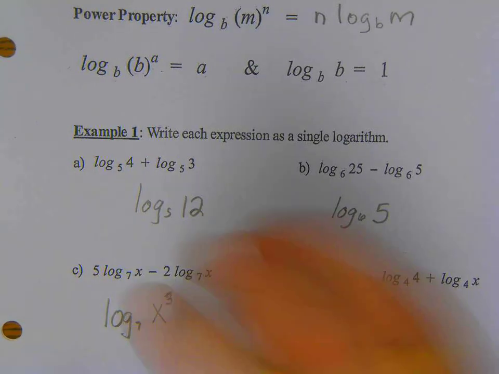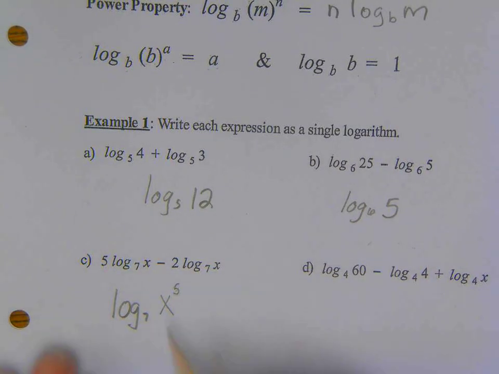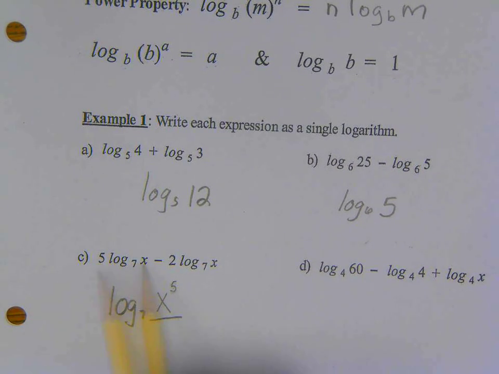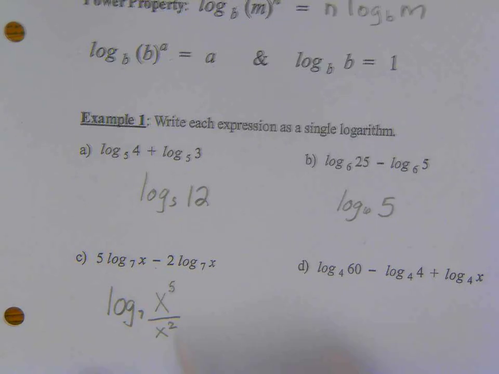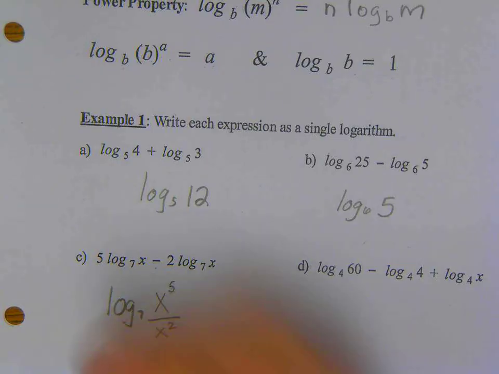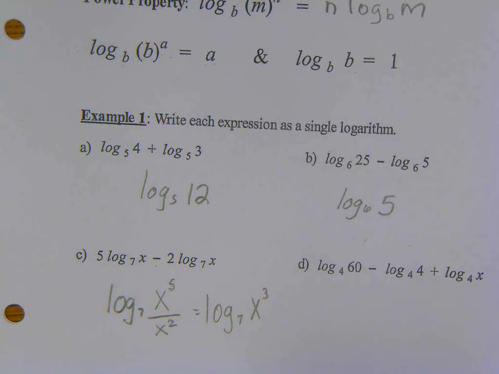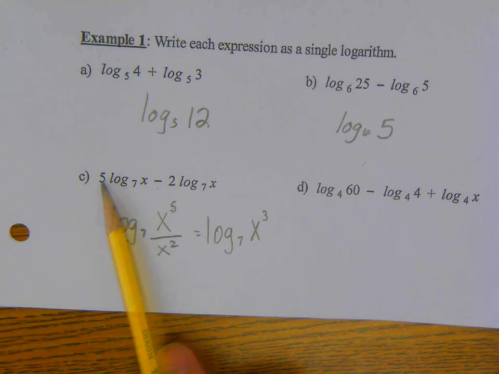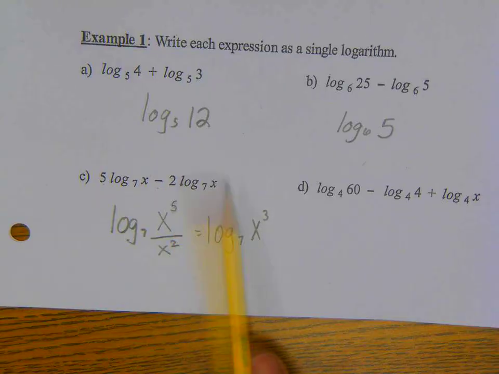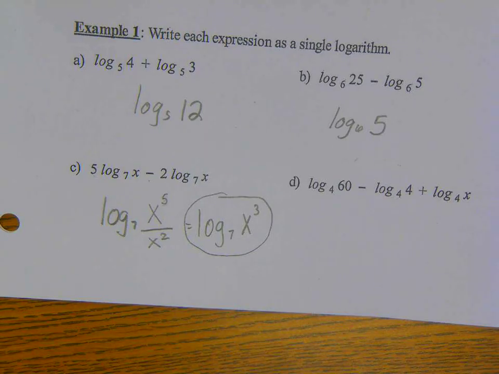Oh, got it. I hadn't looked ahead yet. Because at first, it's x to the 5th over, since it's subtraction, x squared, and then you simplified it to x to the 3rd. Very good. Is that because of the power property? Yep, so if there's a number out front, put it on the exponent. Number out front, put it on the exponent, and then we can simplify that. So when you can simplify it, you should do it. That would be our final answer.